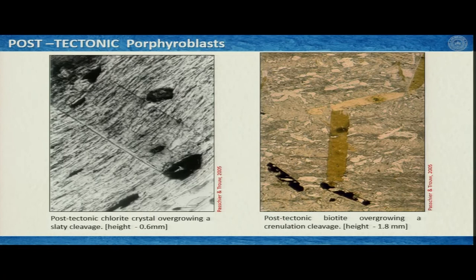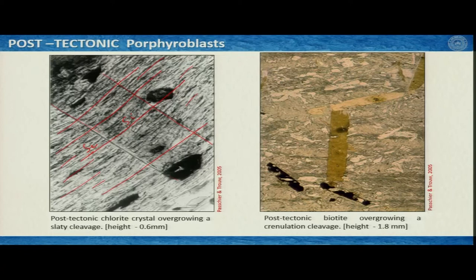As you can see here, this is a chlorite grain within a fine-grained matrix showing some very fine cleavage. We can call it slaty cleavage. And you see outside and inside there is absolutely no difference. The foliation is going like this. And the crystal is just like a glass being placed on that surface. So there is no deflection of foliation, there is nothing, no difference between SI and SE. So, therefore, this must be a post-tectonic porphyroblast.